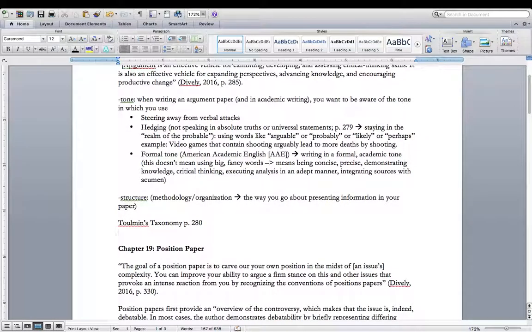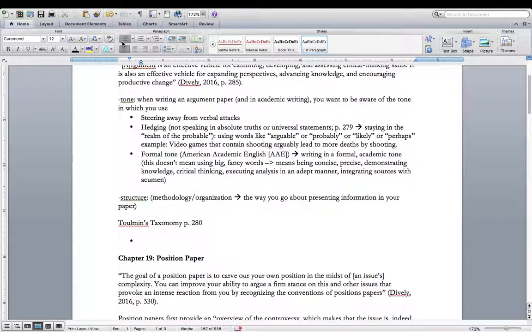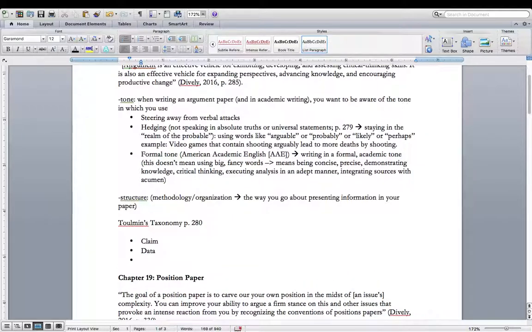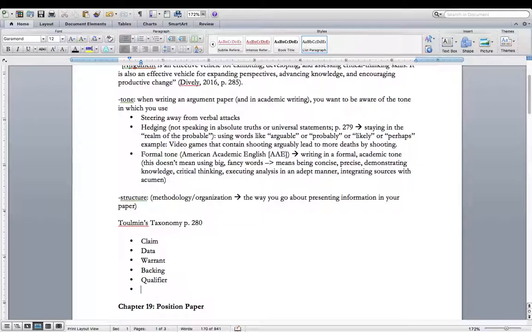And Toulmin, I don't know how to say it. I think it's French, but whatever, we'll just call him Toulmin. The Toulmin's taxonomy on page 280 takes us through, because I'm assuming it's a man, claim, data, warrant, backing, qualifier, and then point of rebuttal.